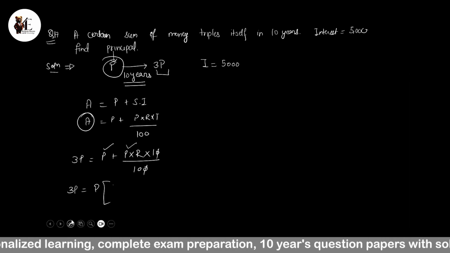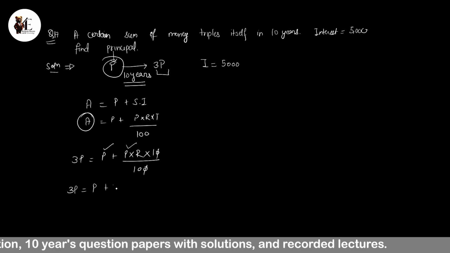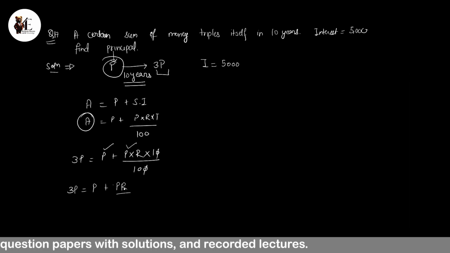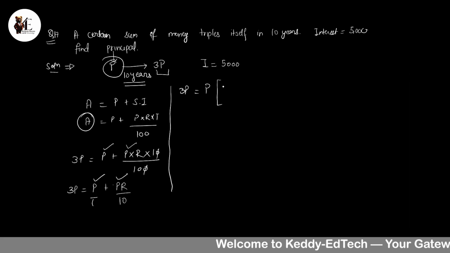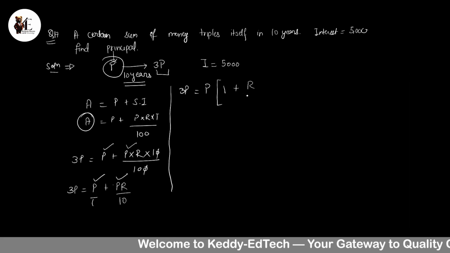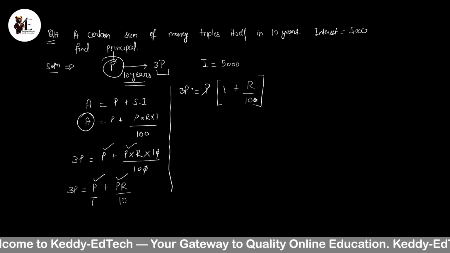If it is confusing, I will solve it in a simpler way. P plus, now we have here PR over 10. So one thing is that you can take out P as common, or the other thing is that you can take the LCM also. It's completely up to you. I am taking P as common, so 3P. Here in both the terms P is present, so I can take P as common. So here we have 1 plus R over 10. So this P and this P will cancel out.